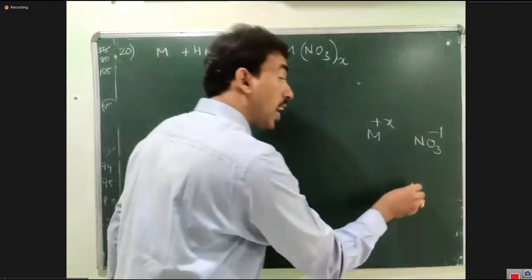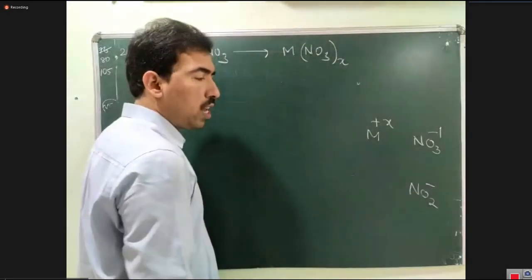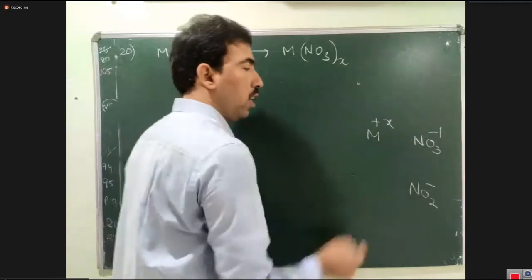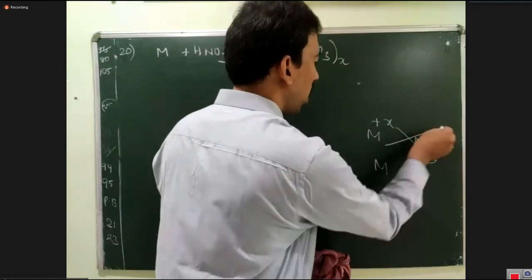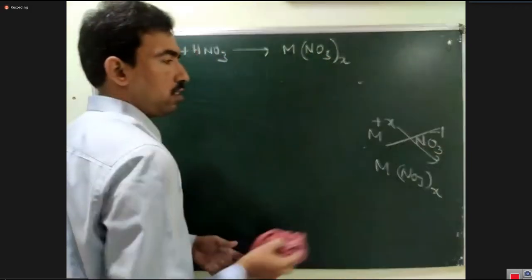Nitrite, ITE, is NO2 minus. Do you remember or not? Nitrate is minus 1 and the metal is plus X. If you do the crisscross, M1, NO3, X.